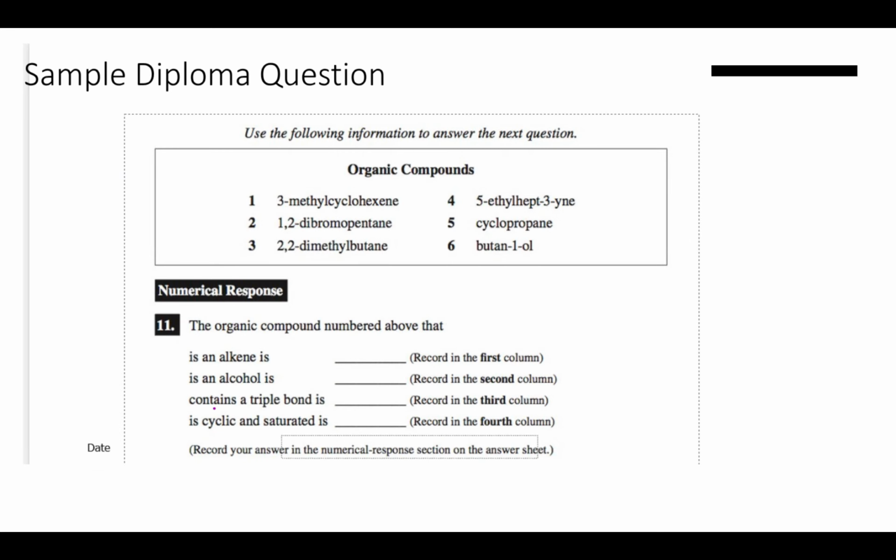Now here's an old diploma question, and now that we've covered alkenes, alkanes, alkynes, and now alcohols, we should be able to do this question. Asking which compound is an alkene, you're just looking for the ending -ene. So that would be number 1. Which is an alcohol, we need something that ends in -ol, so that would be number 6. Containing a triple bond, you need a -yne, that would be number 4. And this last one is cyclic and saturated. To be cyclic, you must see the word cyclo. To be saturated, you have to end in -ane. So this would be number 5.